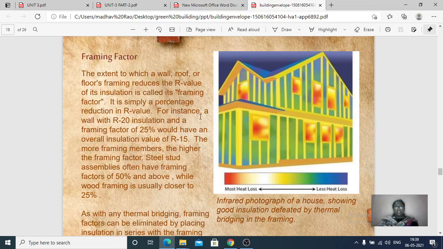For instance, a wall with R20 insulation and a framing factor of 25% would have an overall insulation value of R15. So here you can see the picture of the building, an infrared photograph of a house showing good insulation defeated by thermal bridging in the framing.